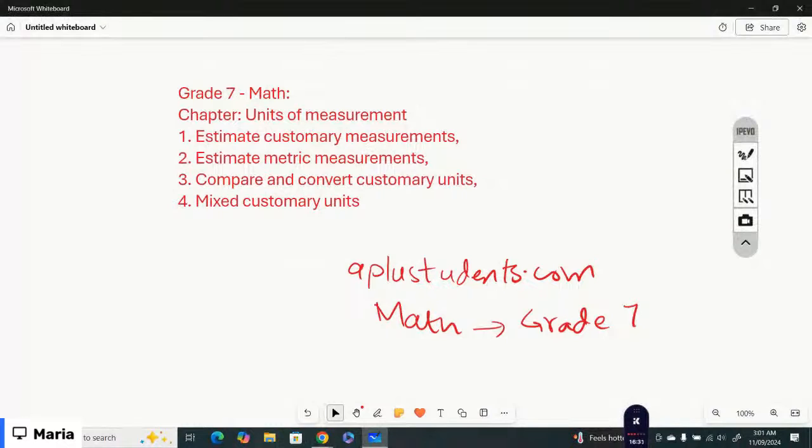The lessons we're going to cover today are estimate customary measurements, estimate metric measurements, compare and convert customary units, and mixed customary units. So please have your notebook and pencil, so you can note down the important examples and definitions as well.